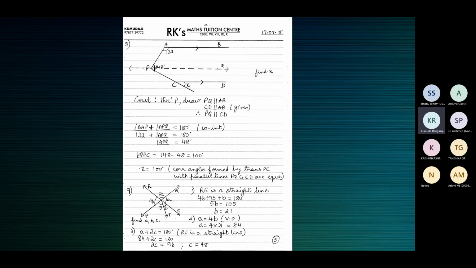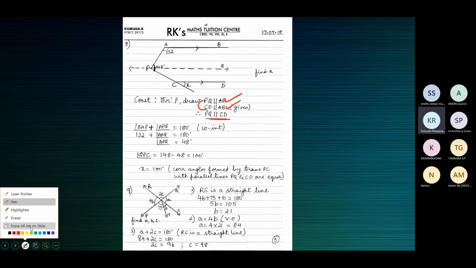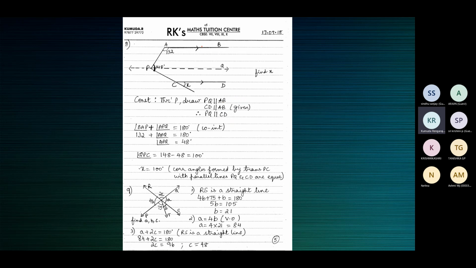So the construction is needed because we have parallel lines, but we don't have a transversal intersecting the two parallel lines. So the construction is: through P, draw PQ parallel to AB. But we already know that CD is parallel to AB. On comparing these two results, we have PQ parallel to CD. That means all three lines are parallel to one another. That will be the first part. Then take any two, here only AB and PQ, the two parallel lines cut by the transversal AP.